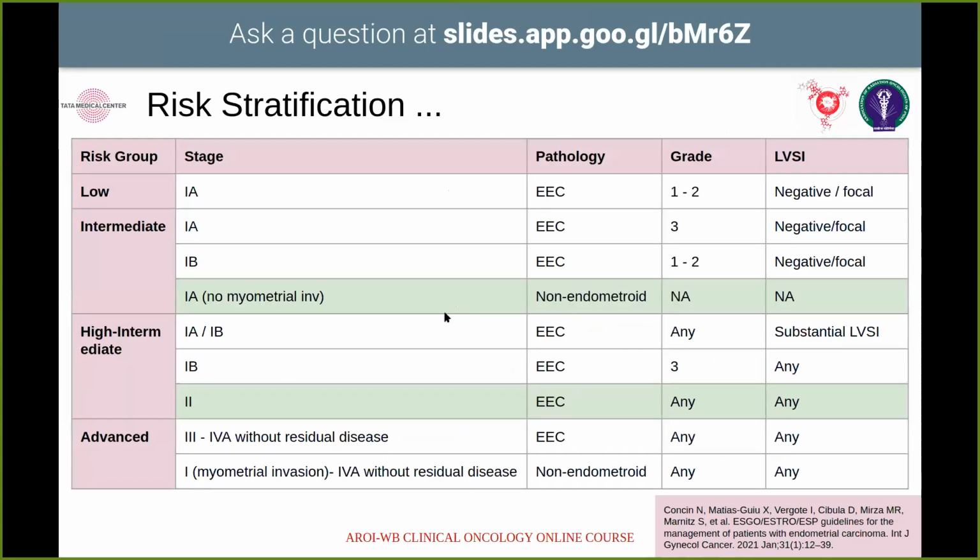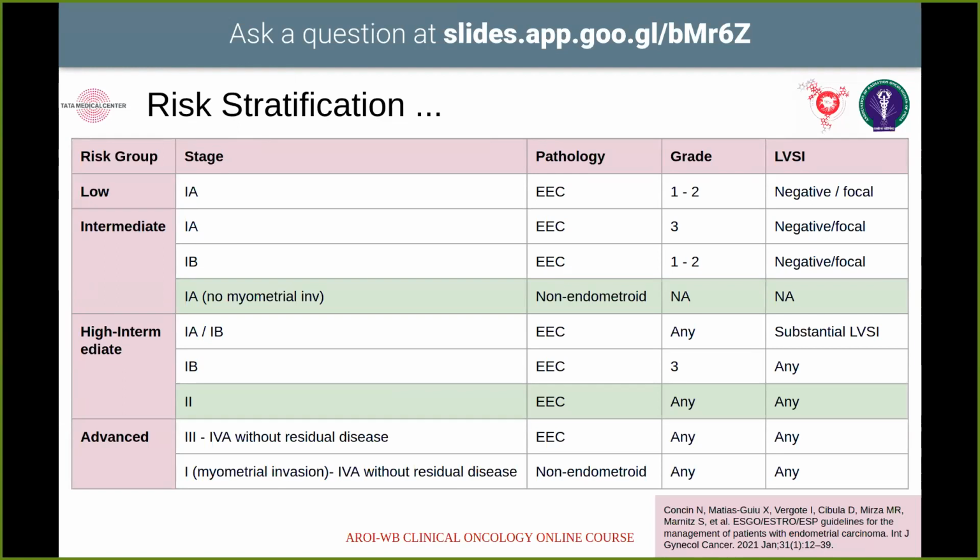Based upon this, recently in 2020, the risk stratification of endometrial cancer has been changed. If you do not have access to the molecular profile, the important changes that you must remember is the inclusion of non-endometrial histologies like serous and clear cell carcinomas who do not have myometrial invasion. Please remember, this is not all stage A, but stage A without any myometrial invasion into the intermediate risk category. And stage 2 is also included now in the high intermediate risk group.